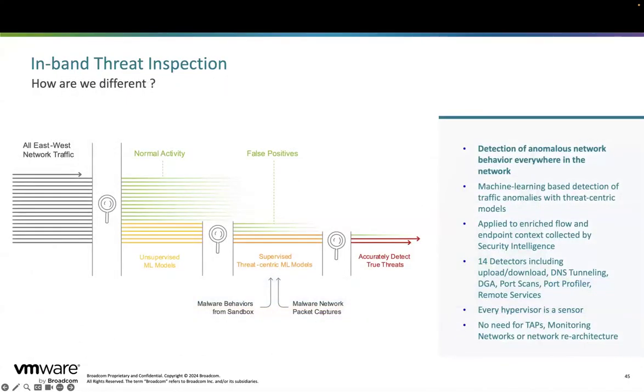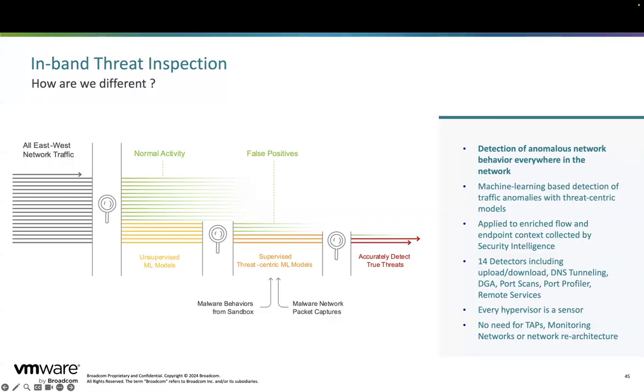So, detection of anomalous network behavior everywhere in the network. Remember, this analytics information, this collection, is coming from the hypervisor. So we're getting all of this east-west information. The machine learning-based detection of traffic anomalies with threat-centric models is applied to enrich flow and endpoint security context that's collected by security intelligence. So you'll start to get the gist here that security intelligence is part of this core group of features that allows us to do really great things with the information that we get from your environment.